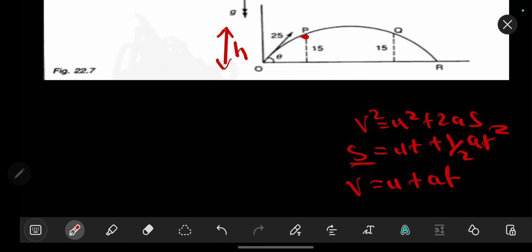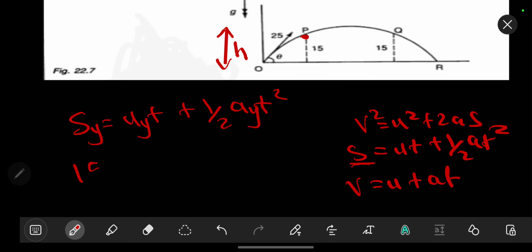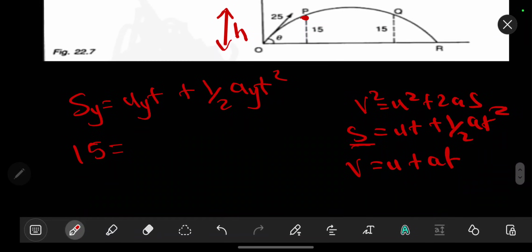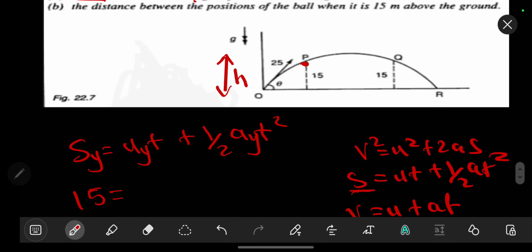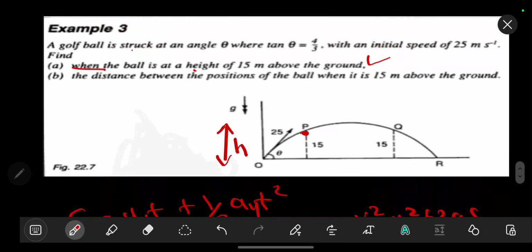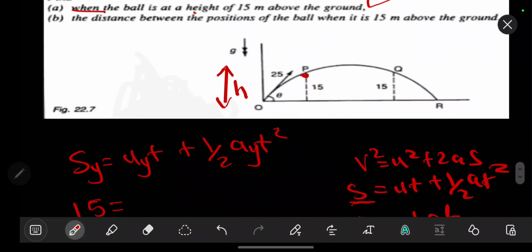So what we are going to do is say our s should be equal to ut plus half at squared. Then we are going to attach our y to everything. So our displacement is equal to 15 at those 2 points. So we have 15 should be equal to, so first let's find our initial velocity in the y and x so that we do not need to find it later.